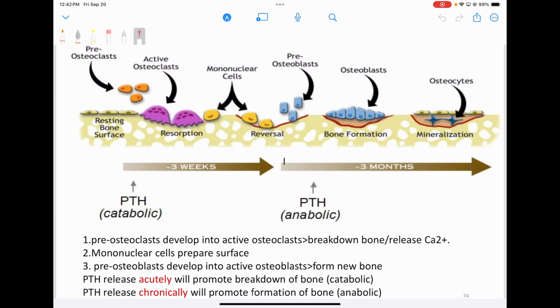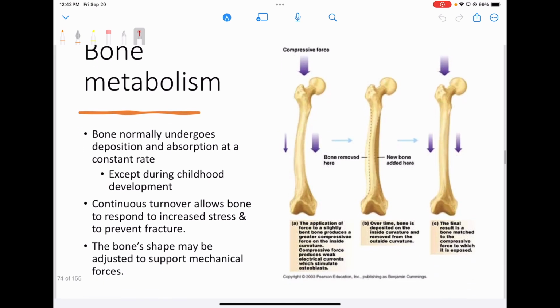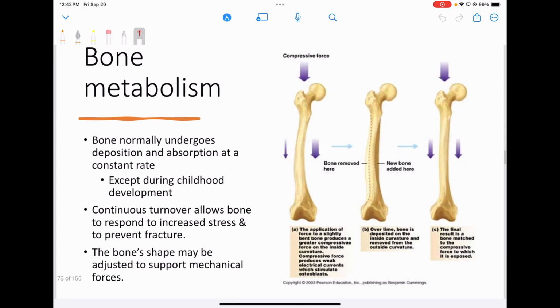So if we break it up into sections, we have our pre-osteoclasts. They come to the area and they cause bone resorption to occur. And then over time in the chronic phase, we have pre-osteoblasts start to come into the zone and rebuild the bone. So this is a chronically released PTH. But in the acute phase, when we need that calcium up, PTH will do its job. This, again, is referring to what we talked about yesterday.